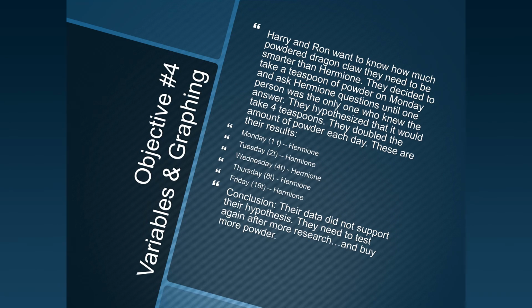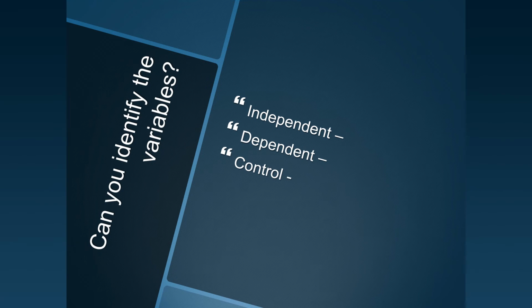So let's go back to our Harry, Ron, and Hermione story. Take a minute and see if you can identify the independent, the dependent, and the controlled variable in this story.